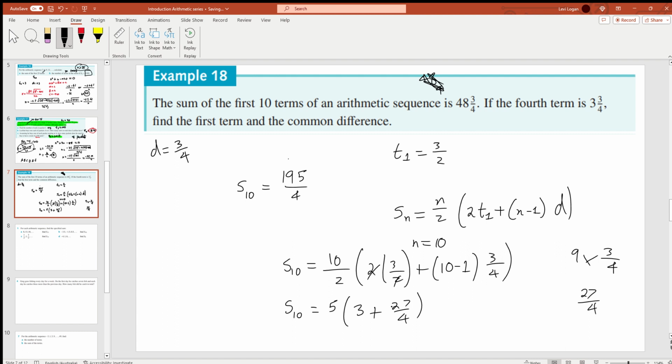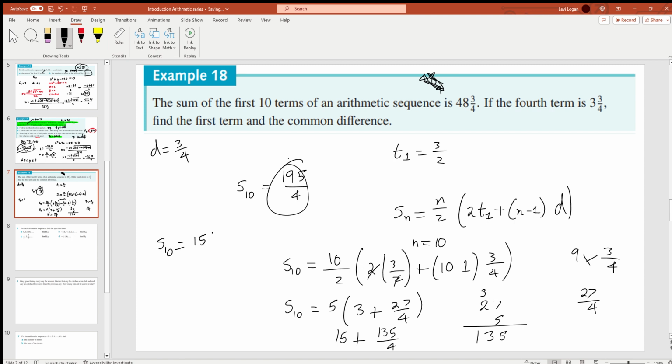If this doesn't turn out to be this, we've made a significant error. So what we have here is the first term is 15, plus 5 times 27. We can work that out using a multiplication table. So 5 times 7 is 35, 5 times 2 is 10, plus the 3 is 13, so 135 on 4. This is kind of looking promising at the moment. So S of 10 is 15 plus 135 on 4.